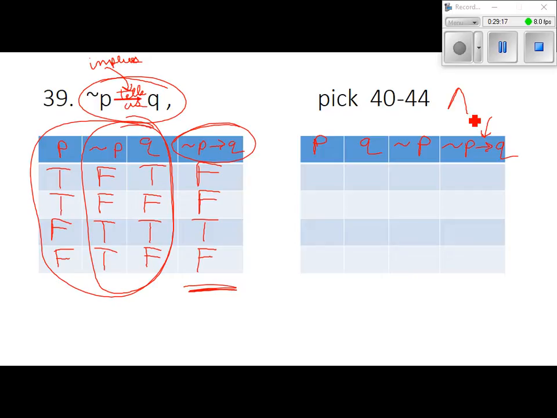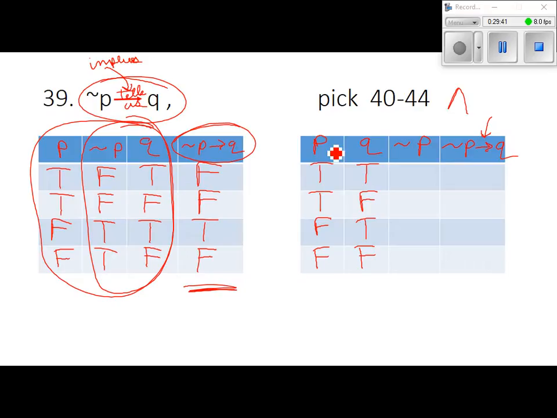Alright, so for P, what did they put? True, true, false, false. So they did it that way, same as we did it, right? True, true, false, false. 2 trues, 2 falses. For Q, you have to match them up. So we say a true, then a false, then a true, then a false. Alright?